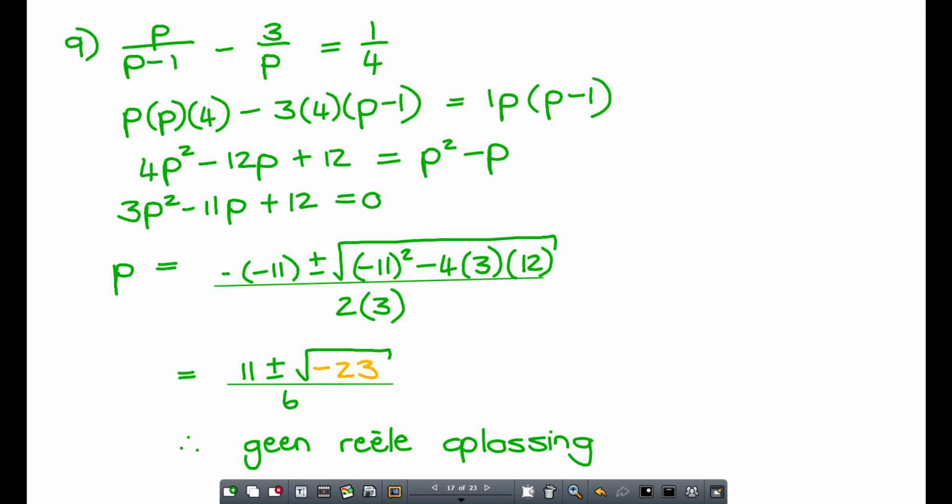Okay, by number 9. At number 9, again, denominators are p minus 1, p, and 4. So my noemer gaan ek maak 4p, p minus 1. Dit gaan ek my noemer maak. Okay? So nou as jy nou gou hier kyk, ek dink dis wat jy dalk wil hê ek moet doen. So ek gaan dit nou net gou so krap en dan gaan ek nou maar weer terug gaan.